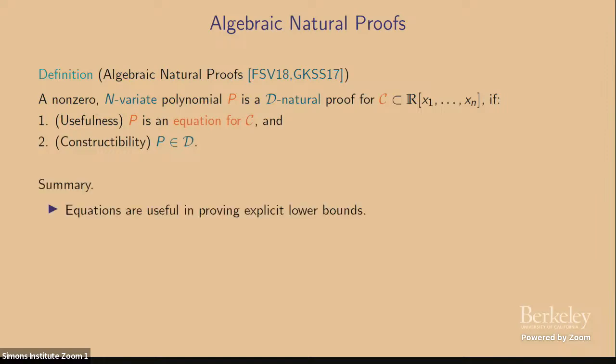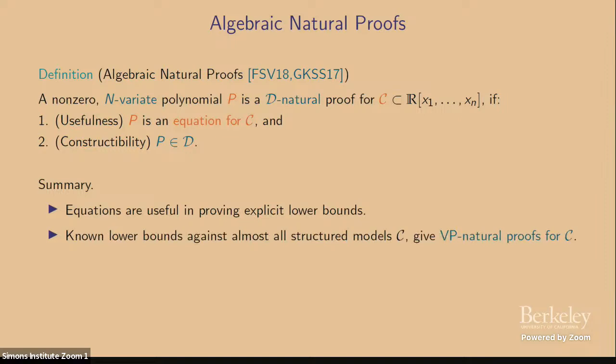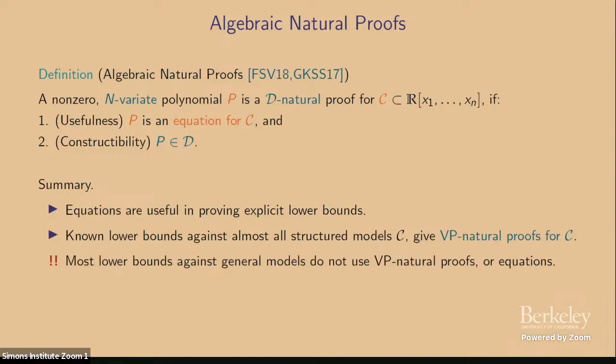Okay, so now let's summarize everything that we have seen in the language of natural equations. Equations are useful in proving explicit lower bounds. If you believe me, they are useful, and at the end of the talk, you'll be convinced that they are. Known lower bounds against almost all of these restricted or structured classes use VP natural proofs against that particular class. Most lower bounds against general models do not use VP natural proofs, sometimes not even equations.